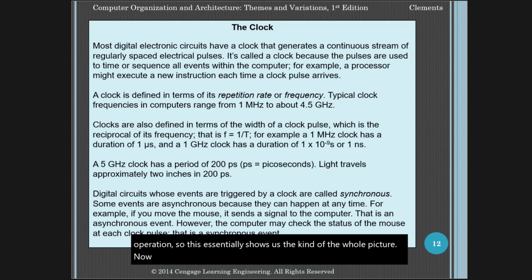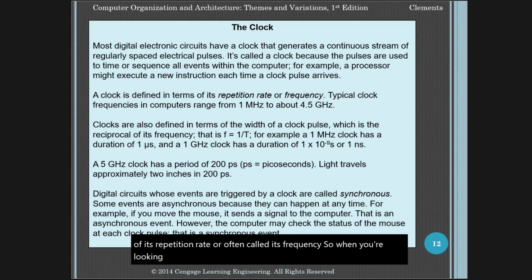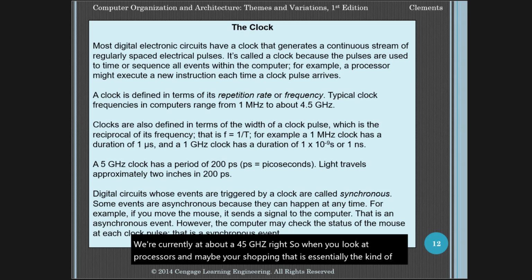Now, I know most of you probably have not taken any basic courses in electrical engineering, but we do need to understand the system clock. Digital electronic circuits have a clock that generates a continuous stream of spaced electrical pulses, just like a heartbeat, defined in terms of its repetition rate, often called its frequency. Processors range from 1 megahertz to currently about 4.5 gigahertz, so when you're shopping, that is the metric you evaluate when you compare different processors.